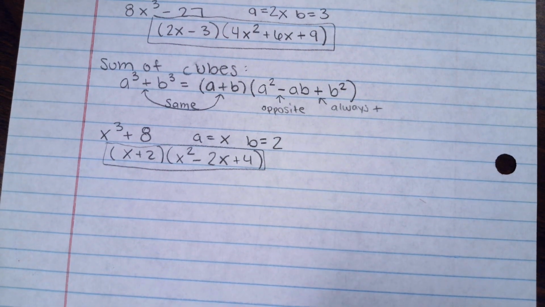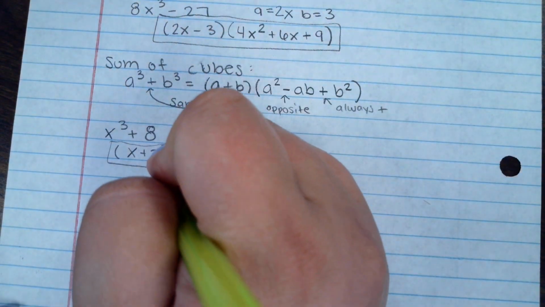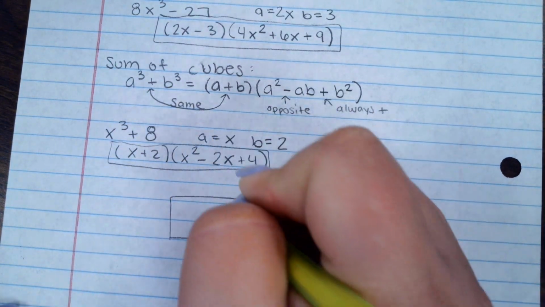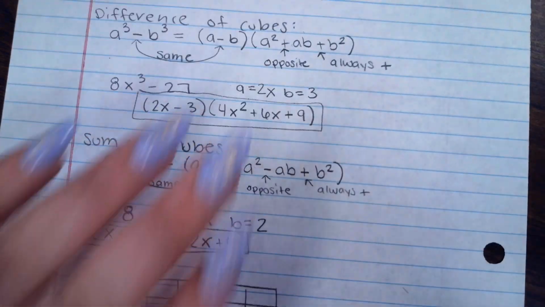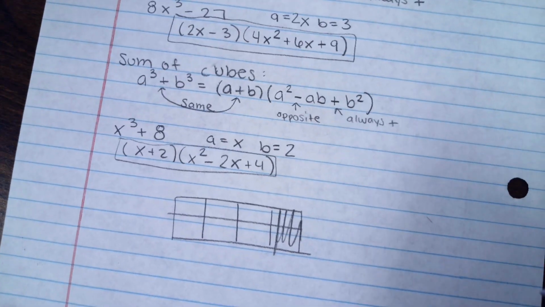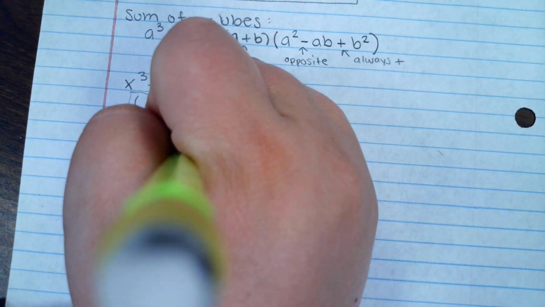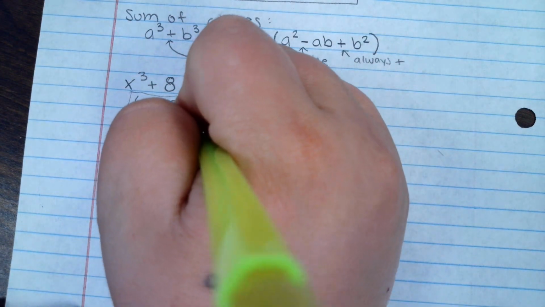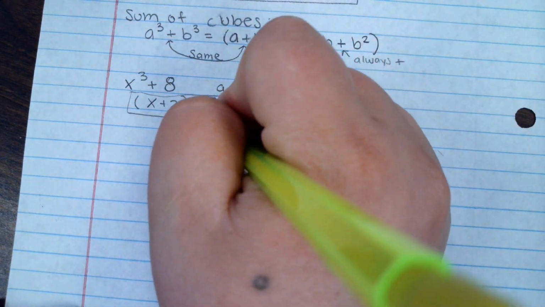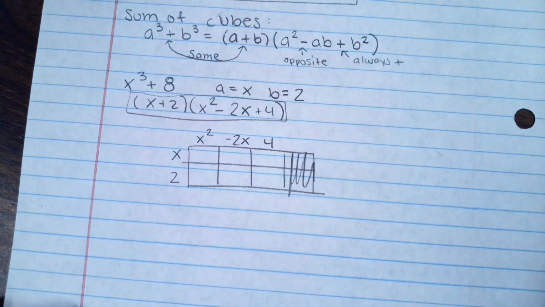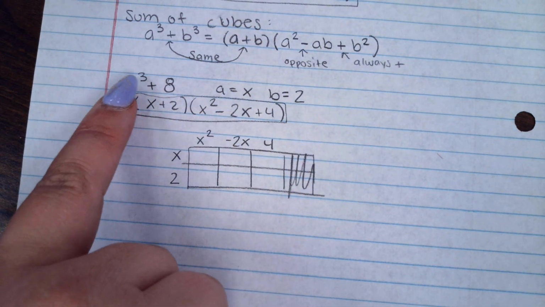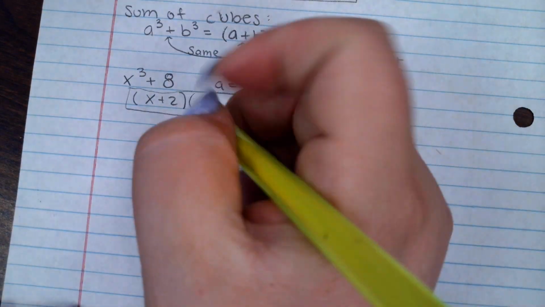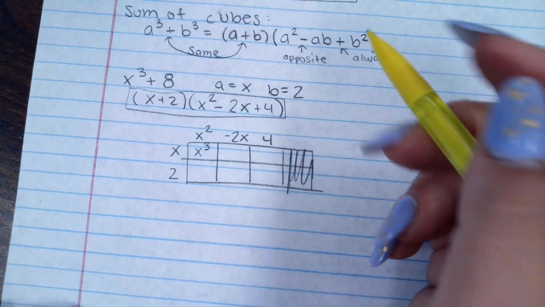Now, you can always multiply to check your answer, right? If we did our box, whoops, one too many boxes here. Those we don't need. We could check it. So x plus 2, x squared minus 2x, positive 4. So let's multiply and make sure that when we multiply these two things, we're just left with x cubed plus 8. So we got x cubed.